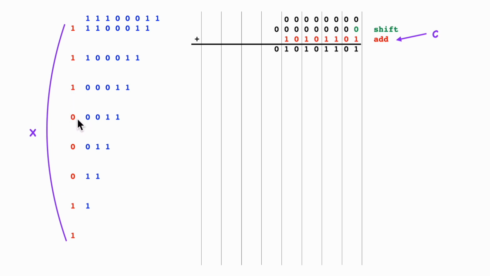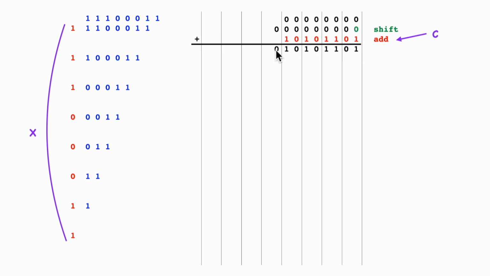Actually, we won't add in 0. We'll just skip the addition altogether. Okay, so over here I'm showing the result of the additions. We're going to start with some zeros, as I've shown here. And then our first bit of x is a 1, so we'll add in c. I'm showing that addition here, and that gives us this result.